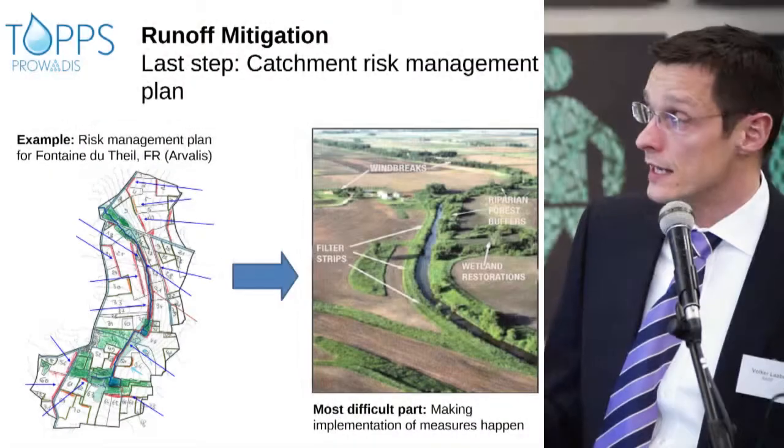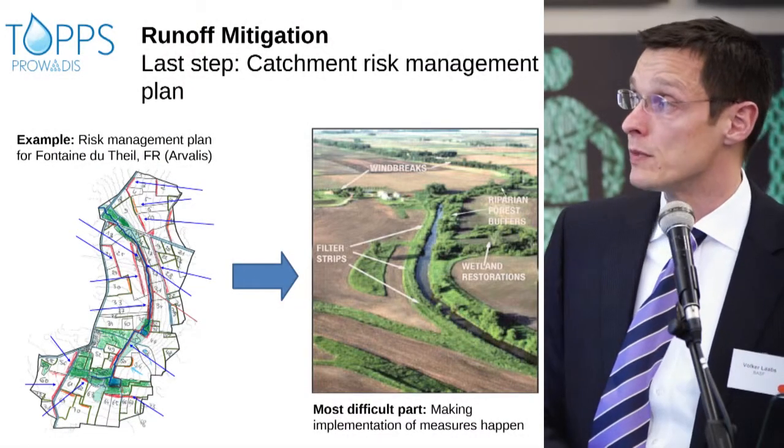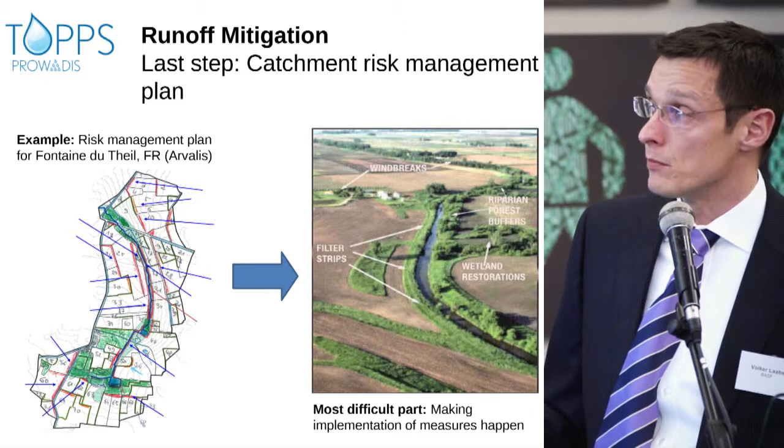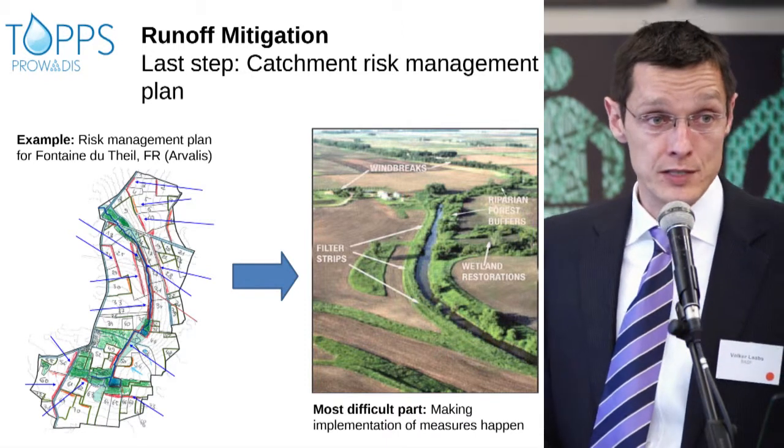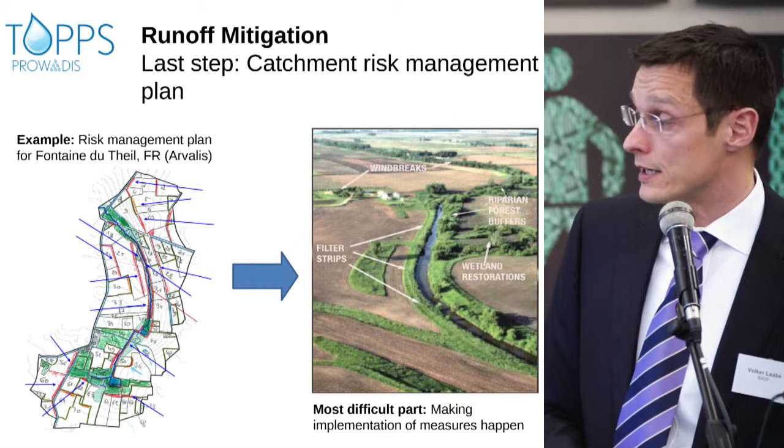So that shall have been the short overview. In the end, we will have defined quite a number of measures for different sites in the catchment. This is then integrated really into a risk management plan, like you see here the example, the quite famous example of Fontaine-du-Teil in France from Avalis, where they did it the first time and showed it quite nicely.